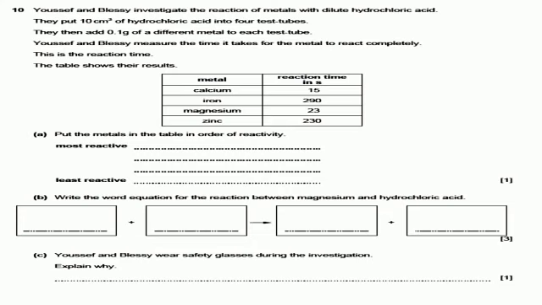Question B. Write the reaction between magnesium and hydrochloric acid. Magnesium plus hydrochloric acid will give magnesium chloride plus hydrogen. Question C. Yusuf and Blessy wear safety glasses during the investigation. Why? To protect their eyes from the splashes of chemicals.